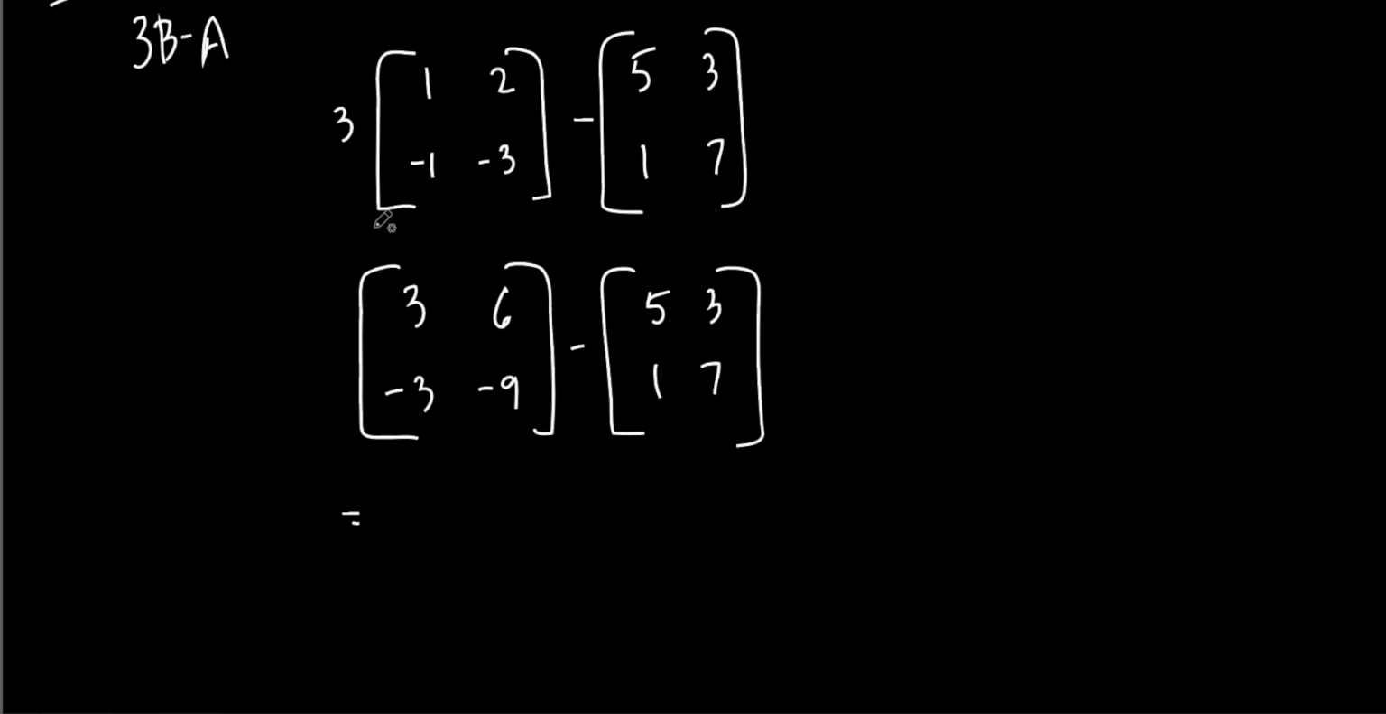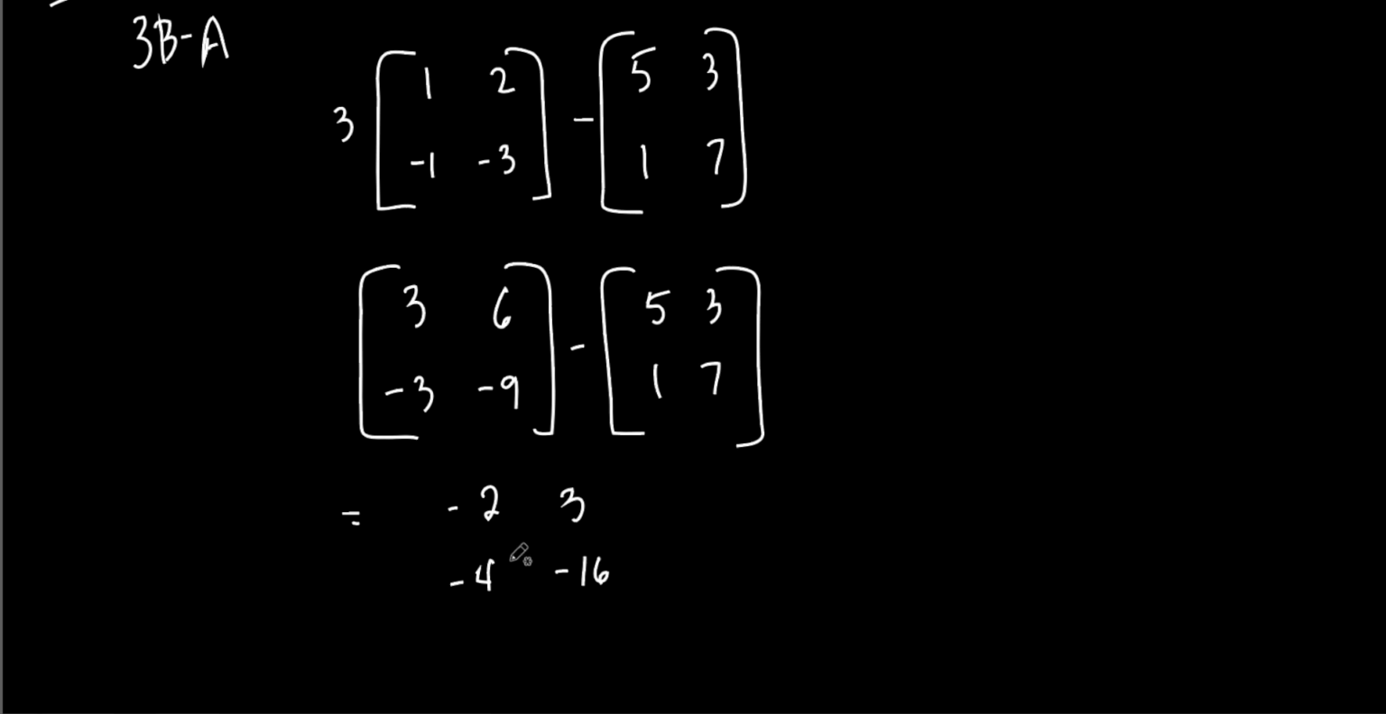So there's our multiplication, and now we just subtract. 3 minus 5 is -2. And then 6 minus 3. It's just subtraction, it's the stuff that's in the same spot. So it's 6 minus 3, -3 minus 1, and then -9 minus 7.